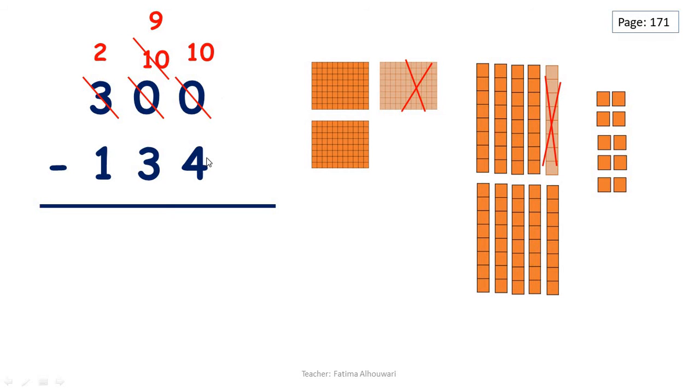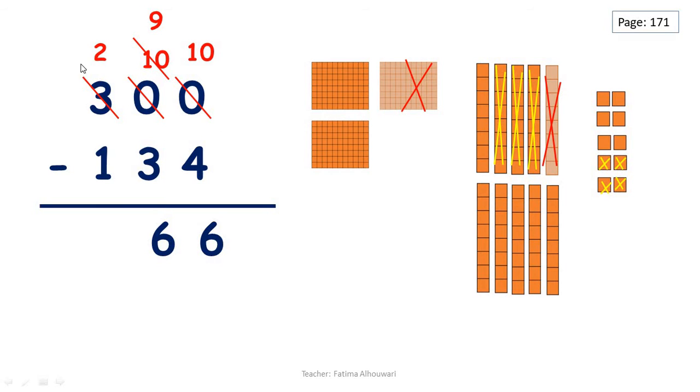We have enough ones to subtract. 10 minus 4 equals 6. By modeling, we can just cross these cubes. We will cross these 4 cubes. So then we will subtract tens. We have 9 minus 3 equals 6. Again, we will cross 3 columns of these tens.